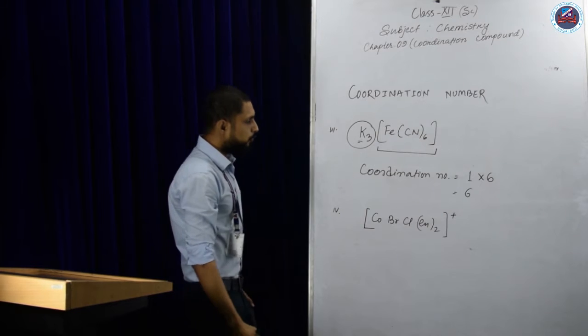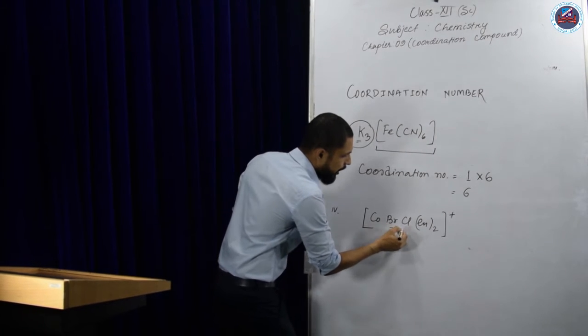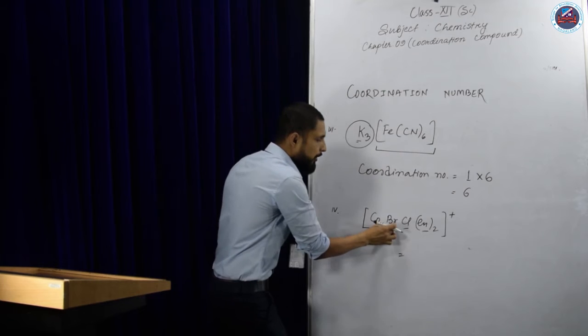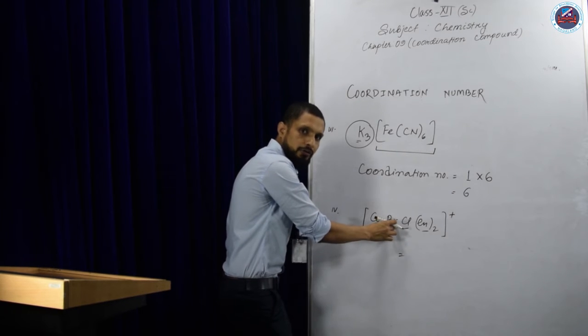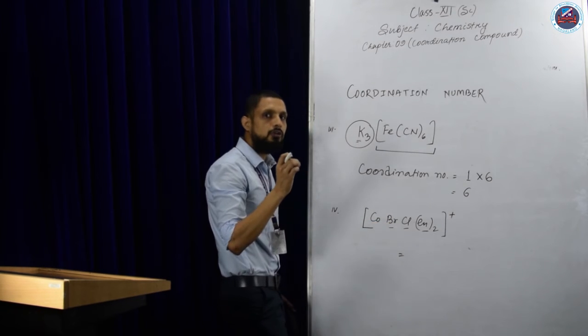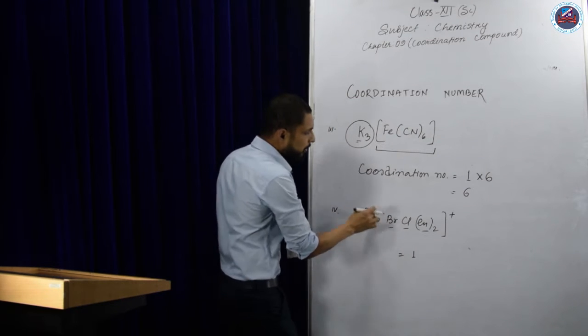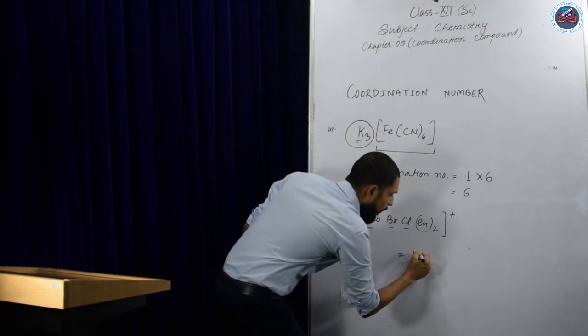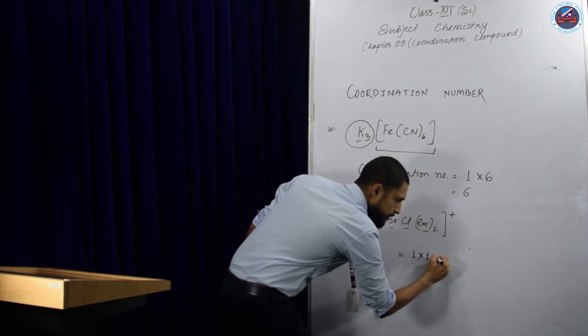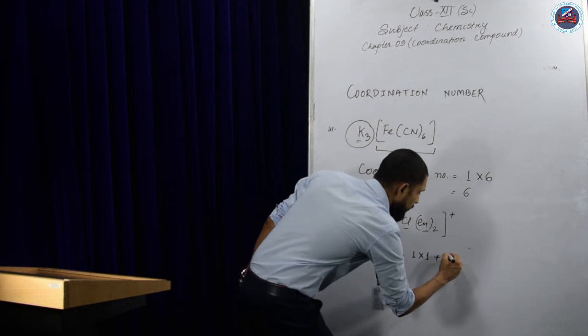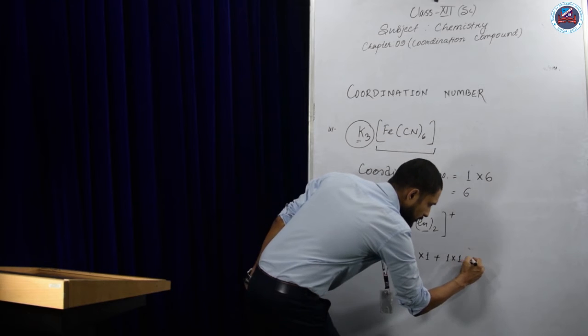Now here you have 3 different types of ligands: Br, Cl, en. So for the coordination number, Br is a monodentate or unidentate ligand, so it will contribute 1. You have only one Br, so the total contribution is 1 multiplied by 1. Plus Cl is also unidentate, so the contribution will be 1 multiplied by 1.